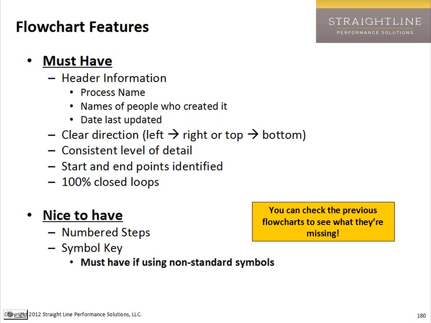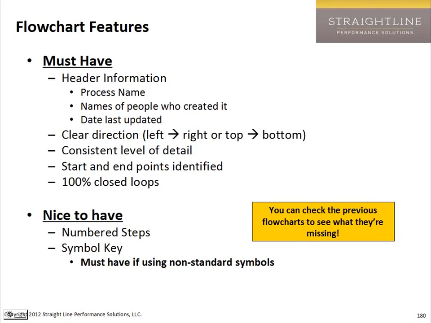Third thing is consistent level of detail. So again, don't be real detailed in one place and not detailed at another. Start and end points need to be identified, and you want to have 100% closed loops. If you don't, maybe that means there's a real hole in the as-is process. That's okay. But you don't want to have things that are left open just for the sake of leaving them open. If they really aren't closed in reality, it's good to point that out.